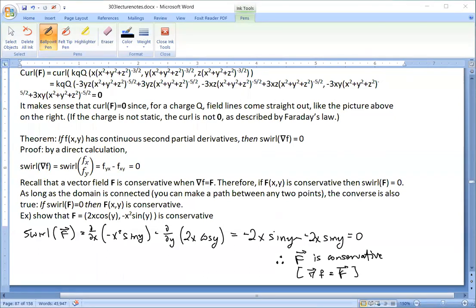Professor, I have a question. What if it's not 0? Then it is not conservative. Okay. So we can just justify it's either conservative or not conservative by calculating the swirl, exactly. Okay, thank you. Yep.